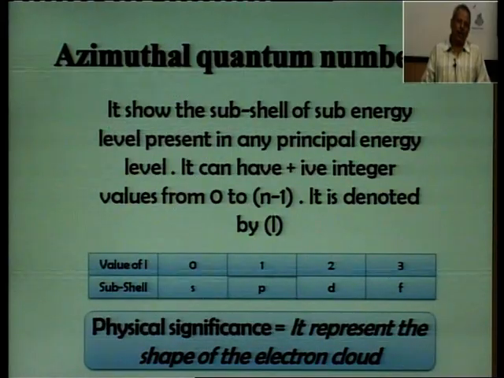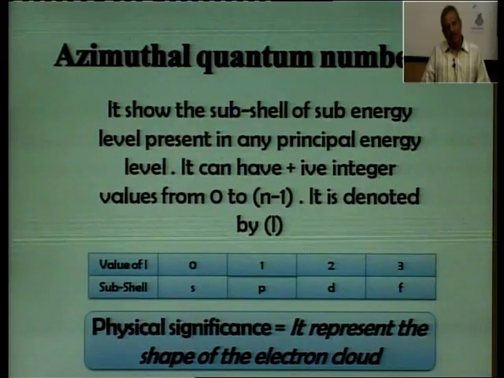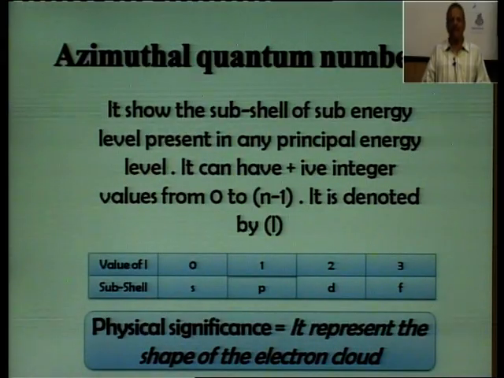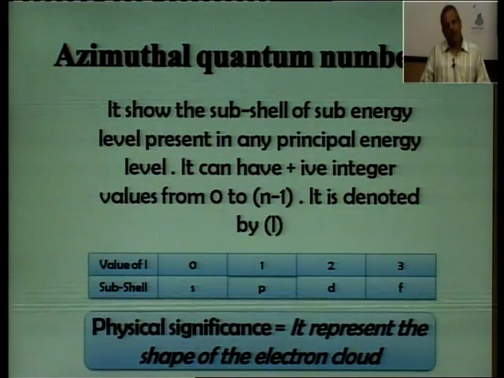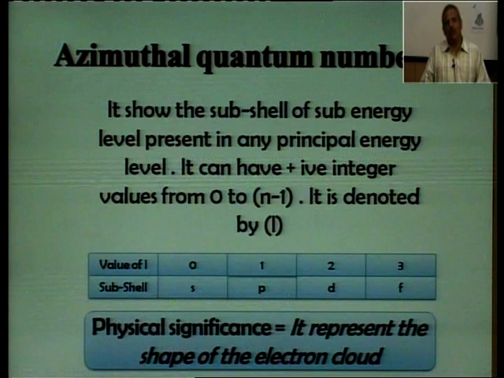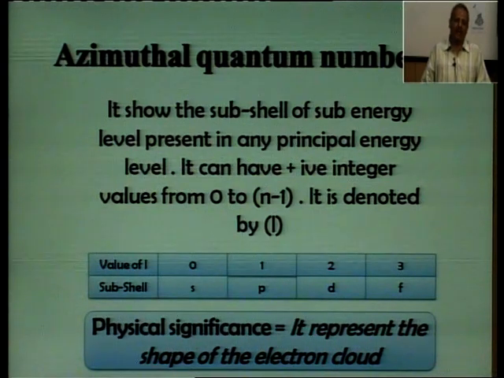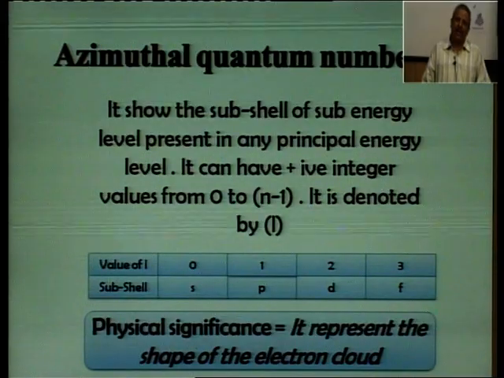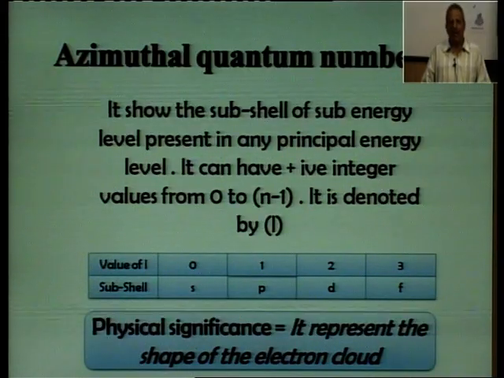So, the s orbital is spherical while the p orbital is dumbbell shape. The d orbital is somewhat different from the p, but it is also like a dumbbell shape. So, the azimuthal quantum number represents the shape of the electron cloud. It tells the sub-leveling in the atoms.